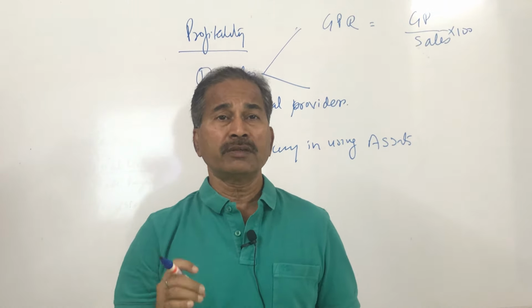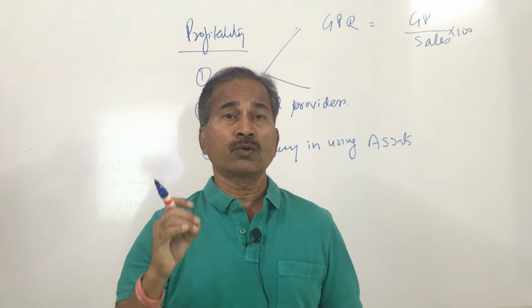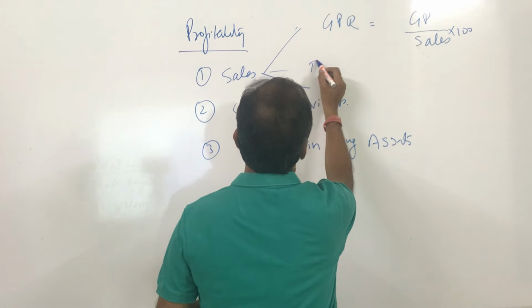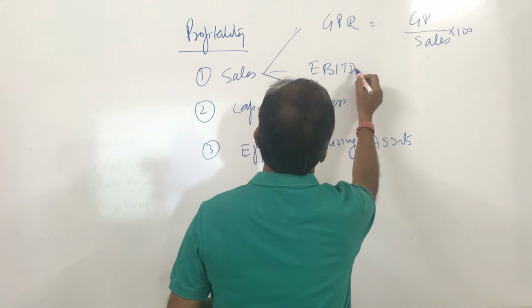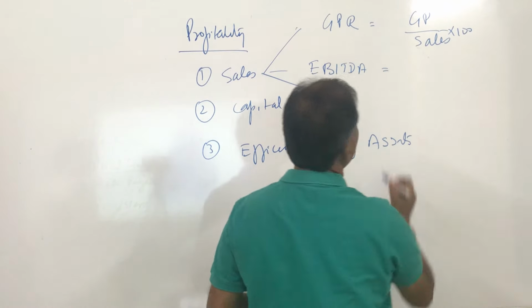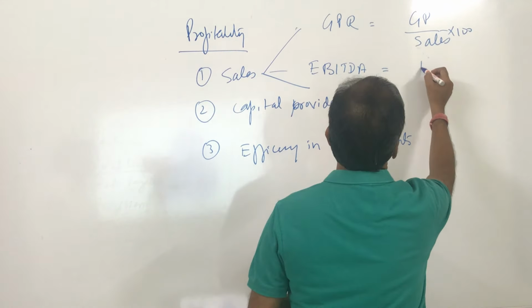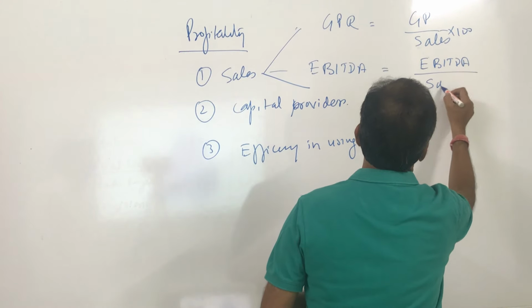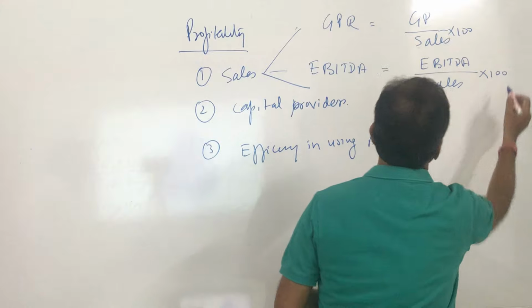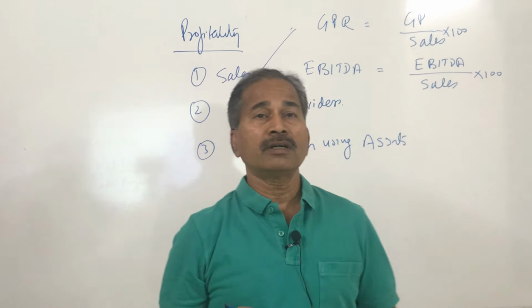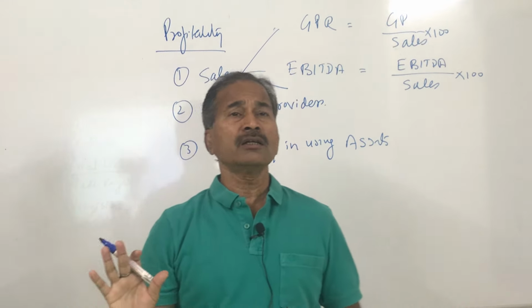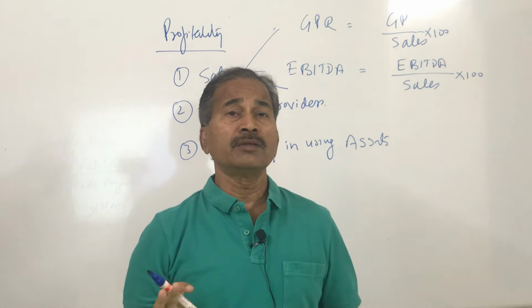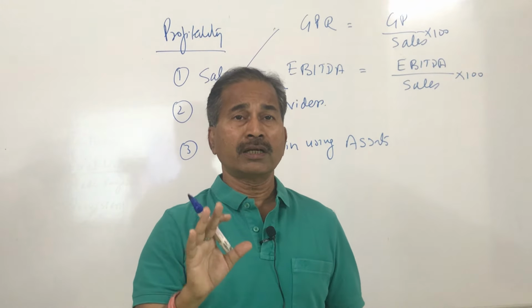Number 2 ratio that we can calculate from the sales perspective is known as EBITDA margin ratio. And how do we calculate EBITDA margin ratio? You take your EBITDA in the numerator and divide it by the amount of sales of the company and multiply it with 100. So that's your EBITDA margin ratio.